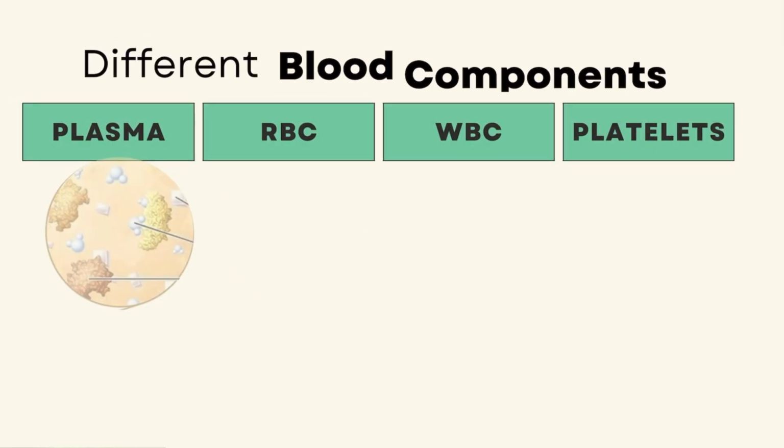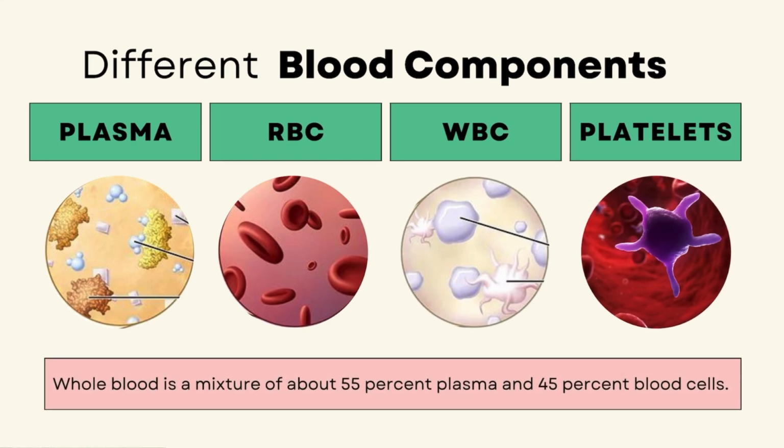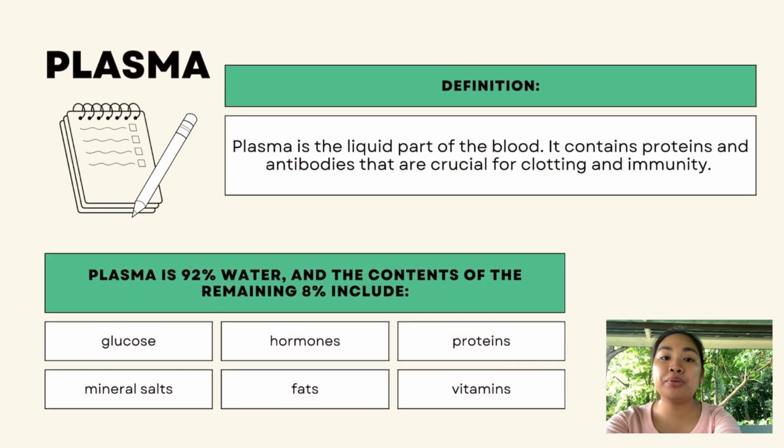Here are the different blood components. We have plasma, RBC, WBC, and platelets. Whereas, your whole blood is a mixture of about 55% plasma and 45% blood cells. Plasma is the liquid part of the blood. It contains proteins and antibodies that are crucial for clotting and immunity. Plasma is composed of water, which is 92%. The remaining 8% includes glucose, hormones, proteins, mineral salts, fats, and vitamins.